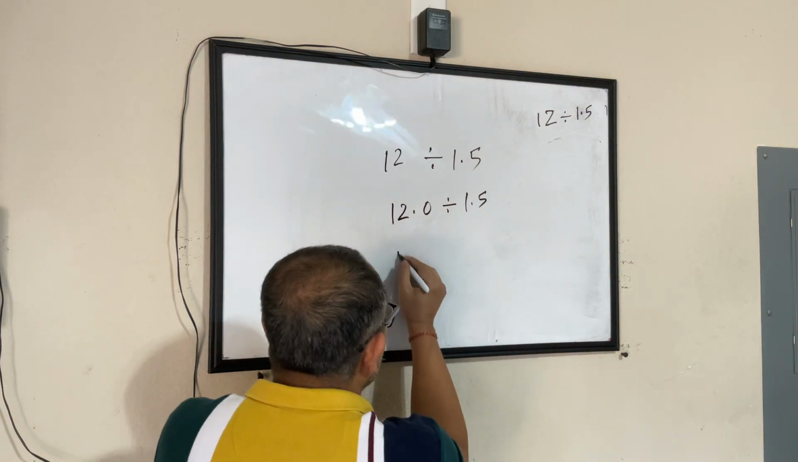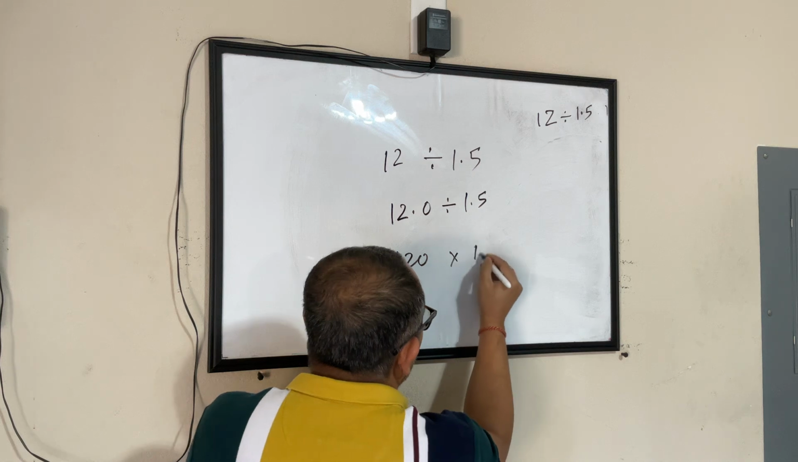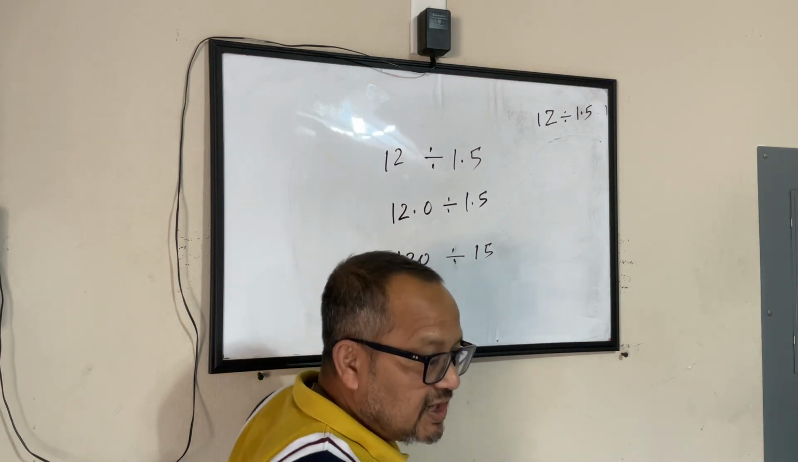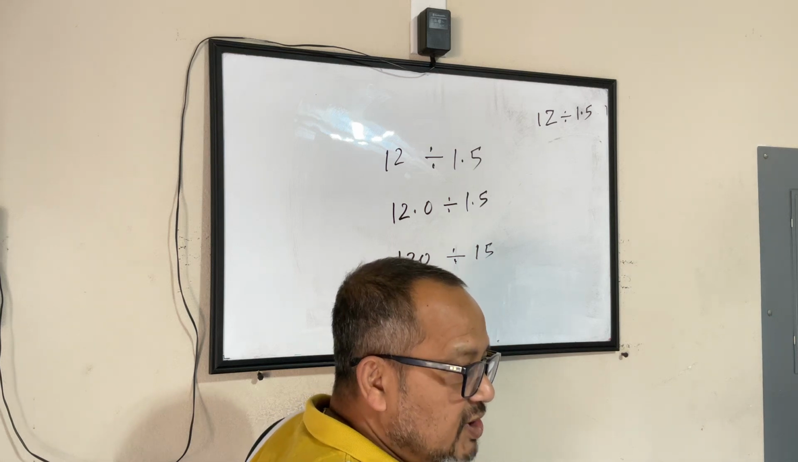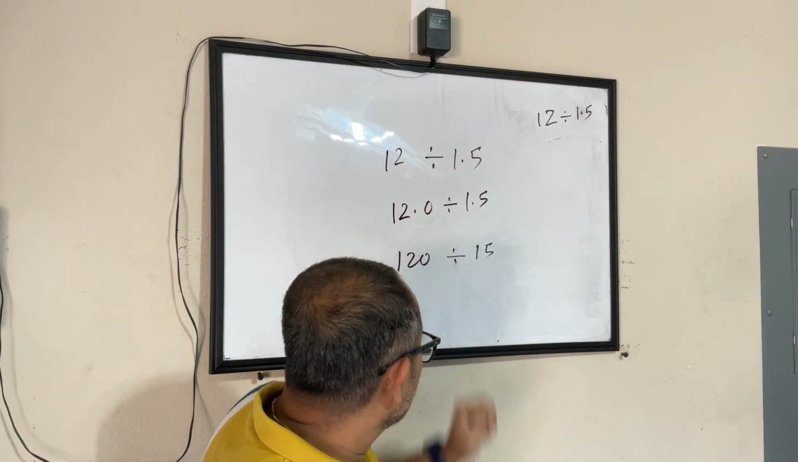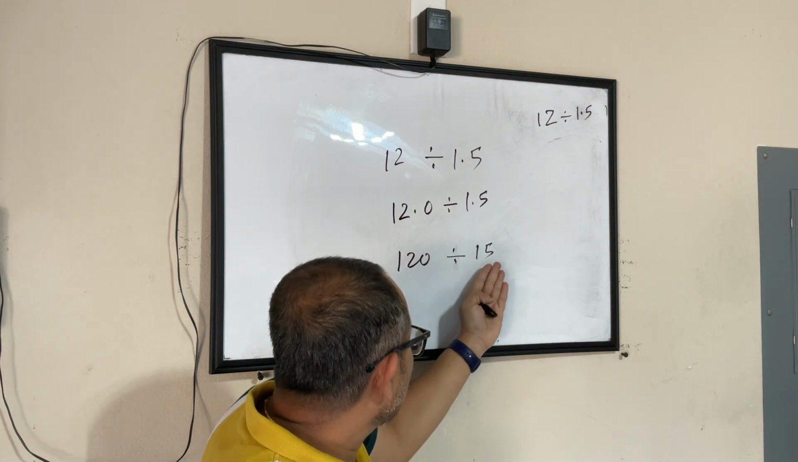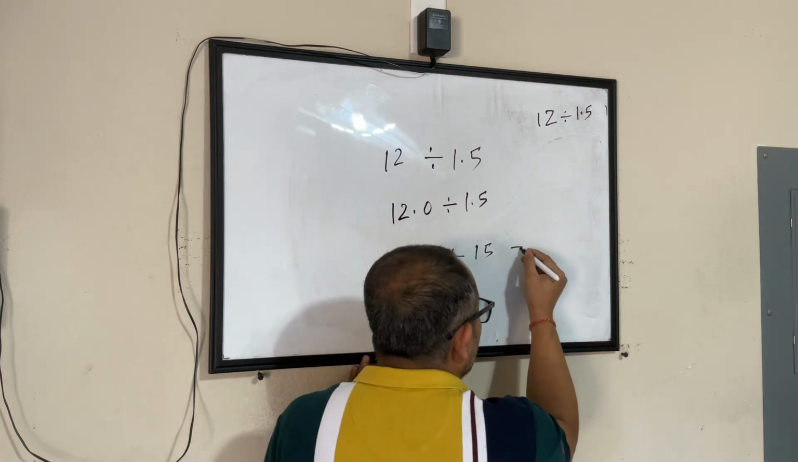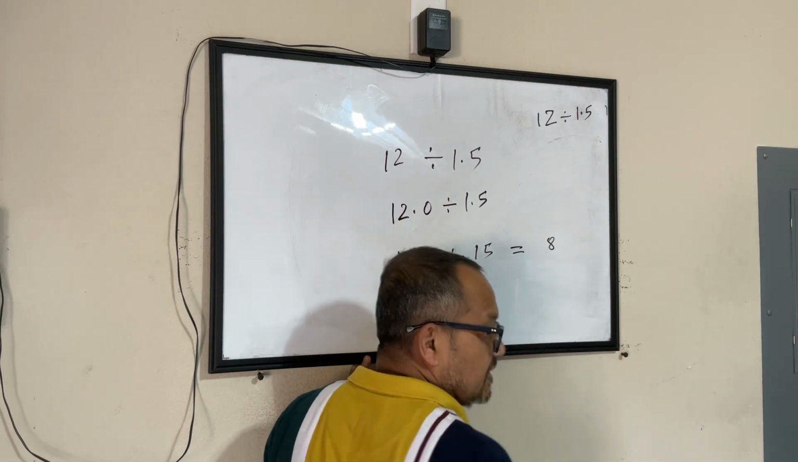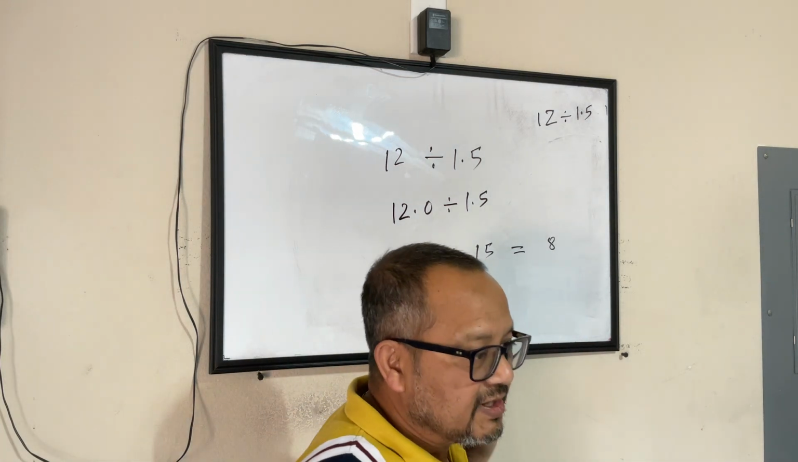Next step is, I will ignore the decimals in both the numbers. I will just see how many times 15 gives me 120. So people who have memorized the table of 15 will say 15 times 8 is 120.